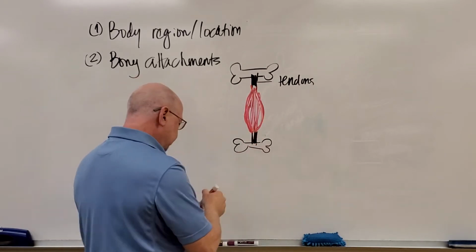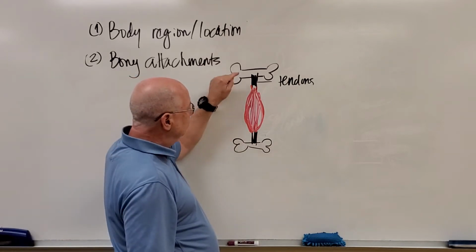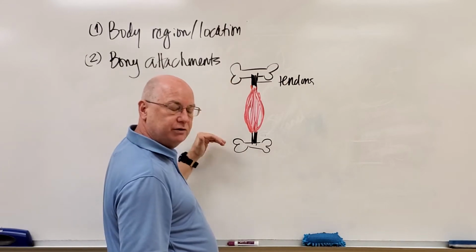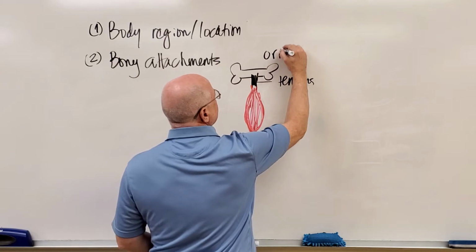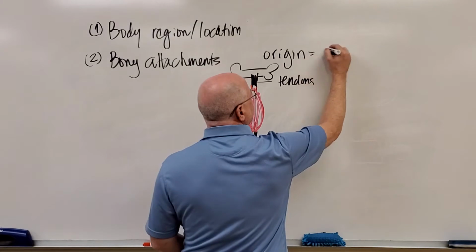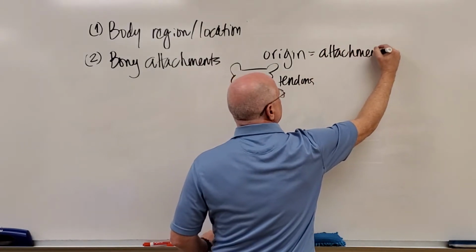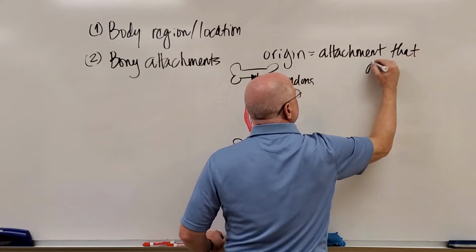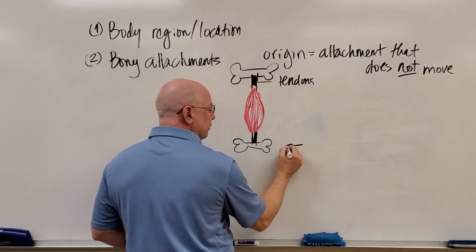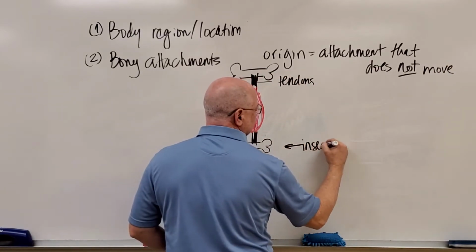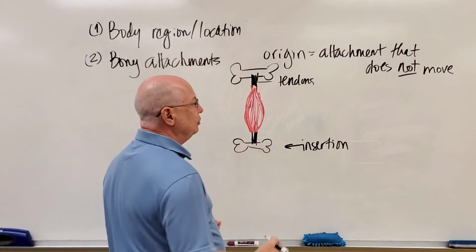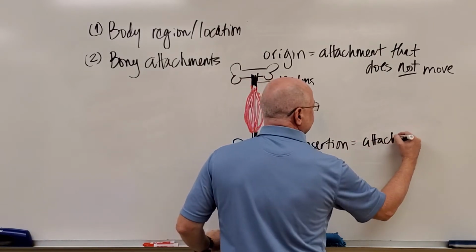Now, when this muscle contracts, if this bone does not move, but this one does, or this bony attachment doesn't move and this one does, we call this one the origin. That's the bony structure to which the muscle is attached that does not move. So it's the attachment that does not move. The other bony structure is called the insertion. So where the muscle originates and inserts, or the origin and insertion, this would be the attachment that moves.